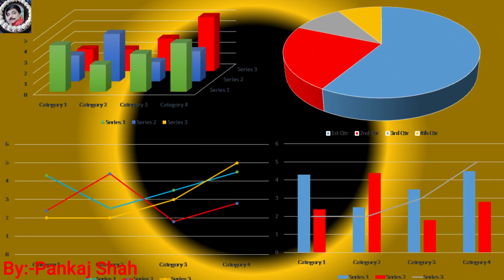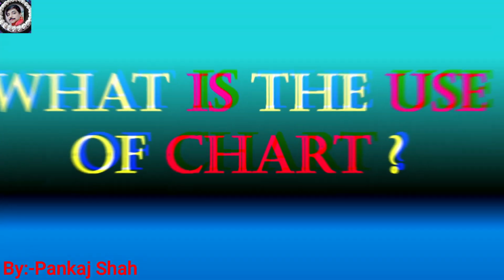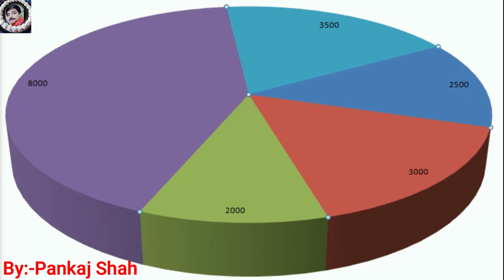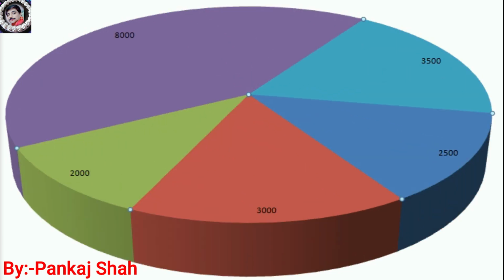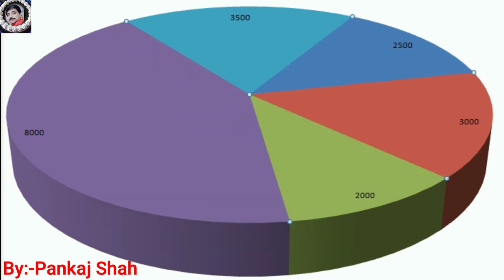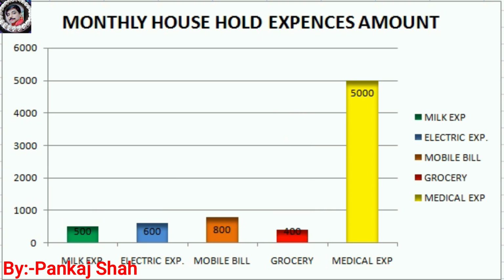Chart. What do you mean by chart? What is the use of chart? A chart is a graphical representation of data visualization. In day-to-day life, each and every person can use a chart for comparison and analysis of data.